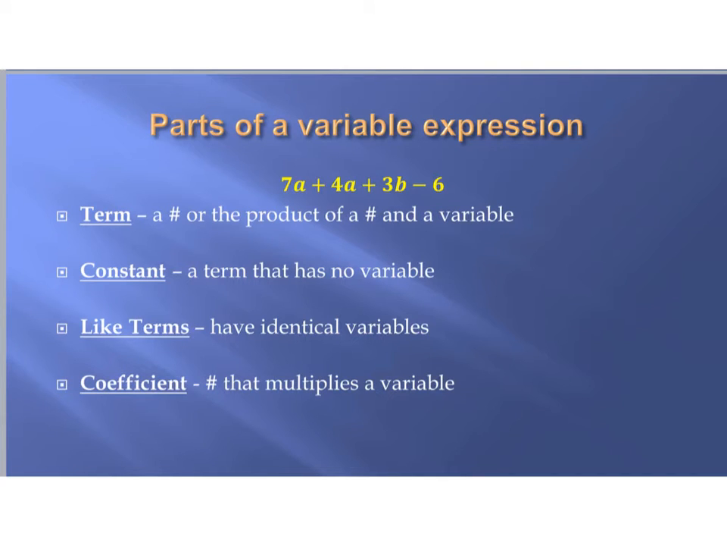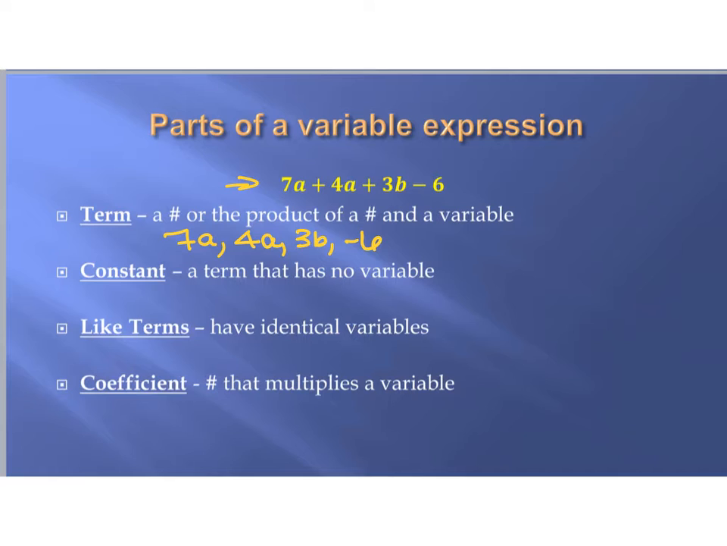So if we look at the example, 7a plus 4a plus 3b minus 6, a term is a number or the product of a number and a variable. Looking at our example, we have four terms. I have 7a as a term, 4a is a term, 3b is a term, and a negative 6 is a term.